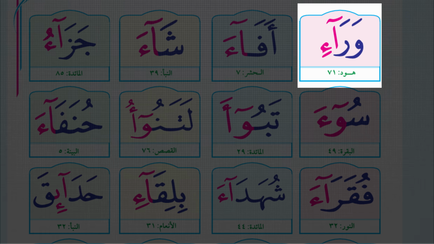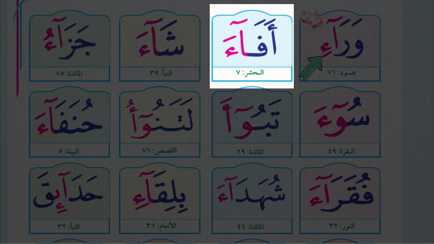Wara. Here we have an alif mad, which is alif preceded by a fatha, and it's followed by a hamza. So it is a mad wajib muttasil. And we know wajib means mandatory, muttasil means connected. And yes, it is connected. It is in the same word, no break, no spaces. Next, afa. The same thing, I'm not going to repeat myself.